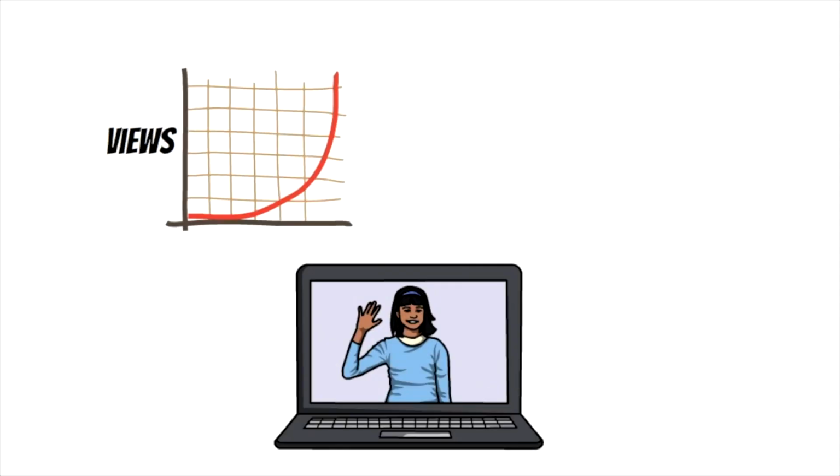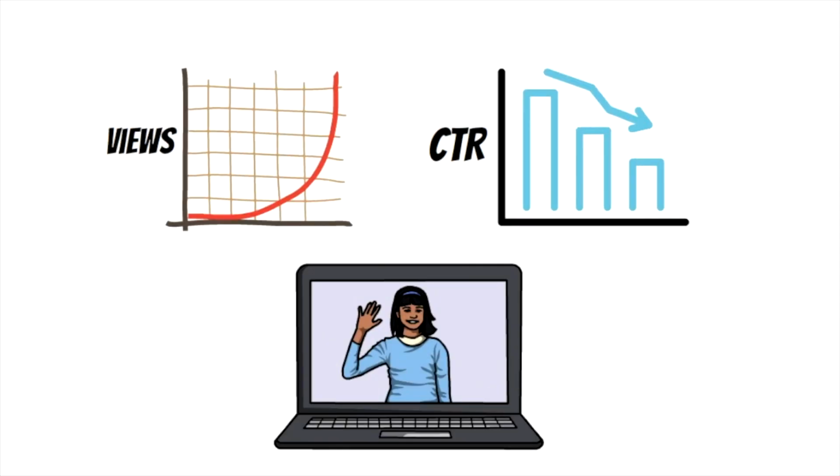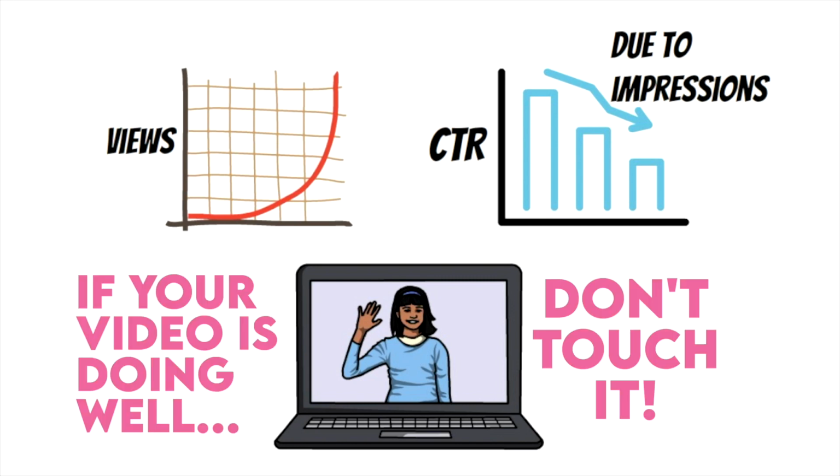A few things to remember when doing this thumbnail audit. If a video is performing well or above average, don't touch it, even if the click-through rate is low. Often when a video takes off, the click-through rate will naturally fall a little bit because there are many more impressions. But if it's doing well, then don't do anything to it.